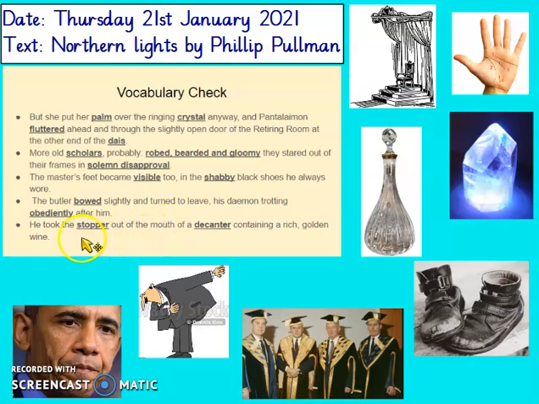And the last one. He took the stopper out of the mouth of a decanter containing a rich golden wine. So a decanter is usually made of glass or crystal, and it's what people use to store wine or precious drinks. And the stopper is the thing at the top that you put in to keep it fresh. I hope these words have helped you understand the story a little bit more.